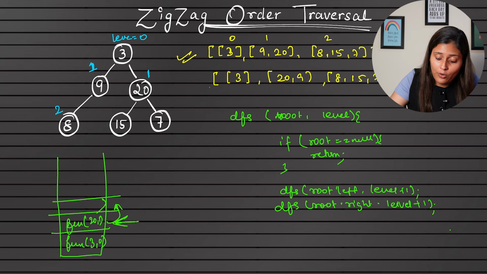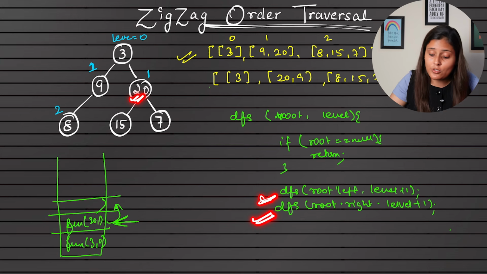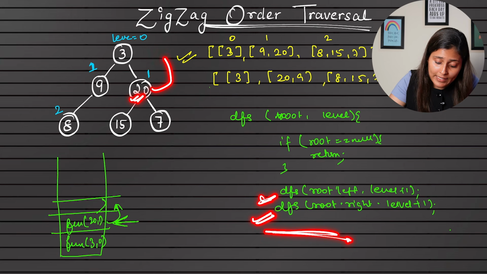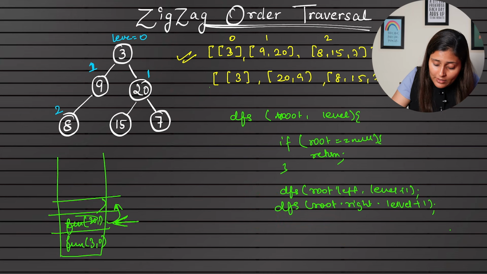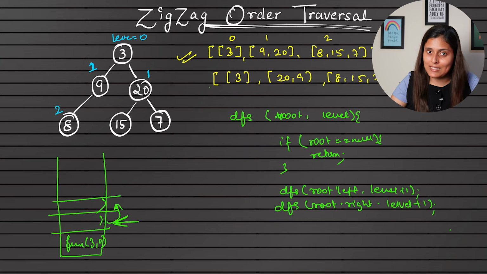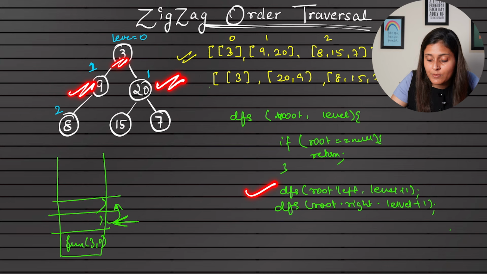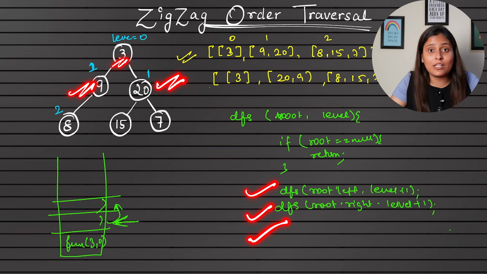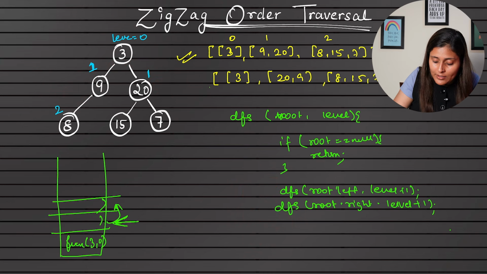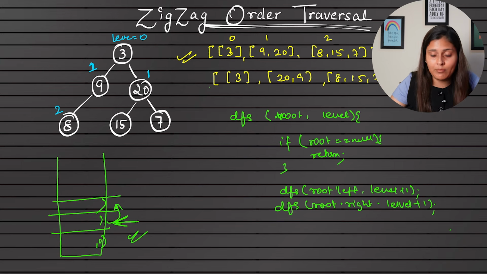Done. Now 20's left also has been returned, right also has been returned. So now 20 will also get returned. So 20 will get returned to this, and now the 20 call will also get removed from the stack. Now for 3, left has been returned, right has been returned. Now 3 will also get returned. So 3 will also get returned from the function. Now the stack will become empty, and now this is what we had.